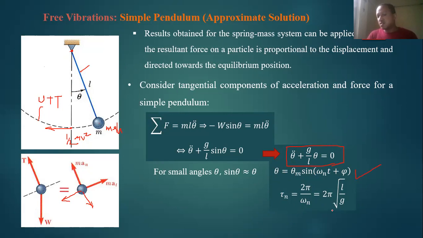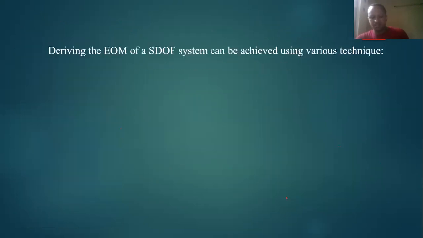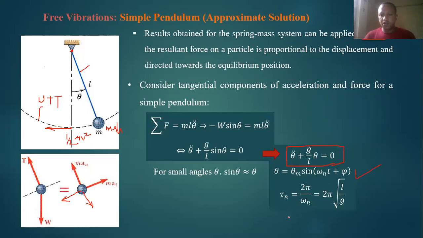Or we can represent it in terms of an exponential function also. No problem. Anyway, the natural time period of oscillation is 2 pi over omega n, which is 2 pi times the square root of L over g.